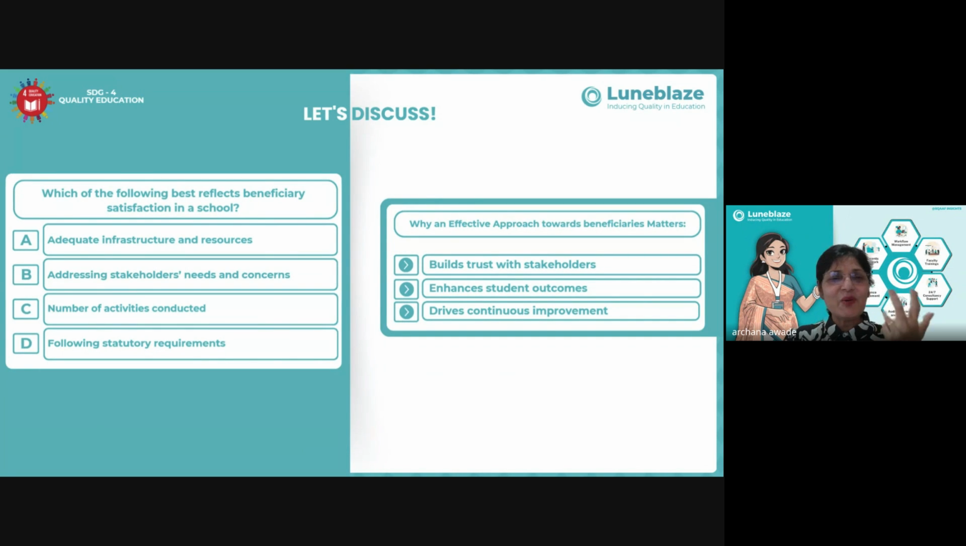Okay, B. So I hope everybody knows that the correct choice is addressing stakeholders' needs and concerns. This is the correct option because it best reflects beneficiary satisfaction in the school, as we are addressing the stakeholders' needs and concerns through our action. Satisfaction is not about quantity or compliance, it's about relevance and responsiveness. So we are taking their inputs and responding to their needs and concerns.